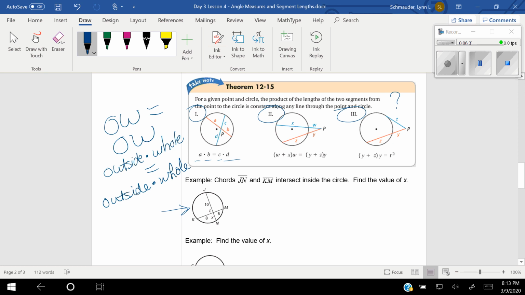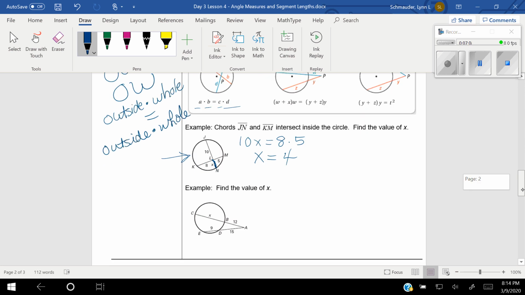Okay, let's see. JN and KM intersect inside a circle. So X is what we're calling LN here. So we know part times part equals part times part. Okay, so 10 times X equals 8 times 5. That is all that we mean by part 1 of this theorem. So X is going to be 40 divided by 10, or 4. Okay, so that is easy.